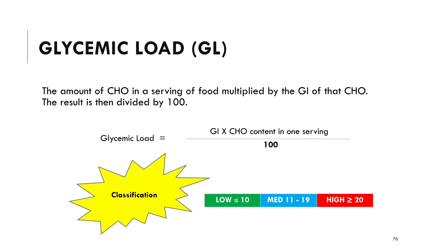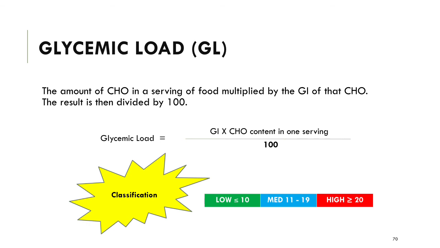Like I mentioned earlier, glycemic load takes into consideration both the quality of the carbohydrate as well as the quantity of the carbohydrate. So glycemic load is the amount of carbohydrate in a serving of food multiplied by the glycemic index of that carbohydrate. That's why I'm saying it has both the quality and the quantity. And the result is then divided by 100. So that is the formula of the GL: GI multiplied by the intake, divided by 100.